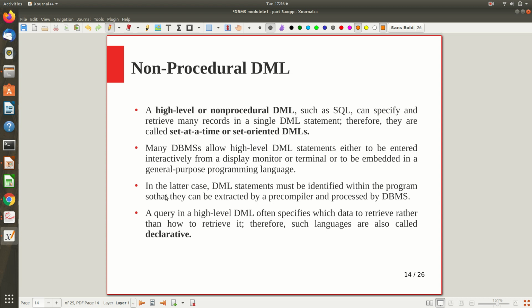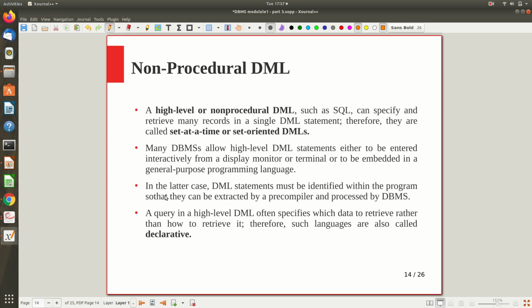So SQL can be thought of as a high level non-procedural data manipulation language that can specify and retrieve many records in a single DML statement. With a single query, you can retrieve many records. You don't have to write a loop for that. You just ask what is needed, and those that satisfy the criteria will be retrieved all together as a set.